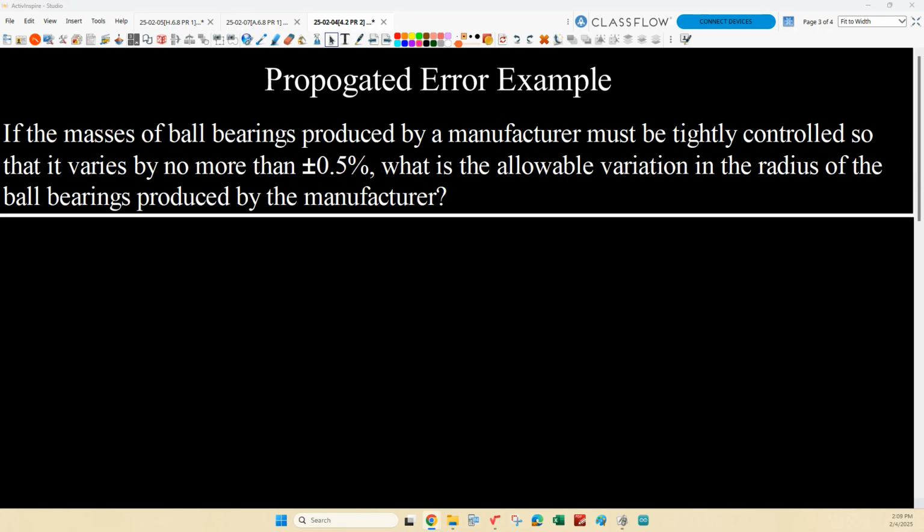Okay, I want you guys to solve this problem. So here's the deal. If the masses of ball bearings produced by a manufacturer must be tightly controlled so that the mass varies by no more than plus or minus 0.5%, what is the allowable variation in the radius of the ball bearings produced by the manufacturer? Okay, so how tightly do we have to control that? And I want it as a percentage. I want to know the percent variation in the radius.